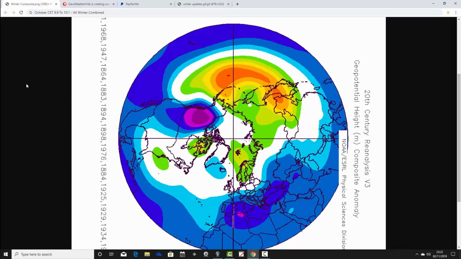Finally, putting all of that together, this is how all winters combined are looking when we have an October CT range of 9.9 to 10.1. And it does have a Scandinavian high, so that's the good news if you want a cold winter, but it does also have low pressure around Greenland and Iceland. Does suggest a bit of a southerly tracking jet stream, quite a lot of low pressure across southern parts of Europe, so inconclusive really, but not out of the realms of impossibility, but we might have something colder in the winter following that October CET range.